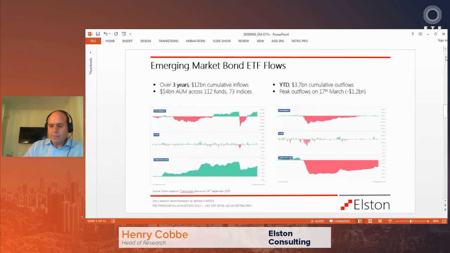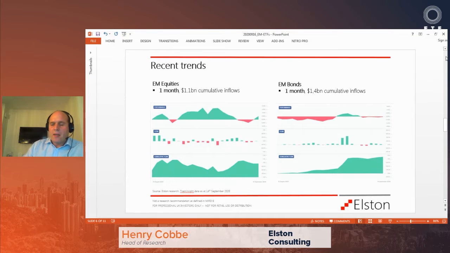on that day. Obviously, more recently, and you probably saw Tom's article on this, there has been a lot more pickup in interest in emerging markets over the last month or so, over the last couple of months. And if you look at the rolling 1 month flows, about 1.1 billion going into emerging market equities and 1.4 billion going to emerging market bonds. So definitely in the green zone, and definitely seeing flows coming in the recent months.